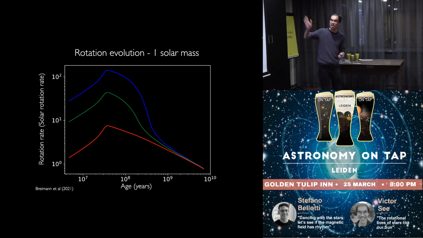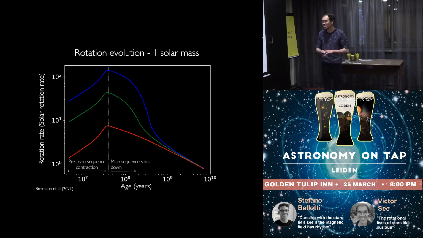early on, they all spin up. Their rotation gets faster with time. Then they reach some point, and then the reverse happens. Their rotation starts spinning down. They start getting slower with time. And so you can divide this plot into two different sections: the pre-main sequence contraction phase and the main sequence spin-down phase. So let's go over what's happening in these two phases.